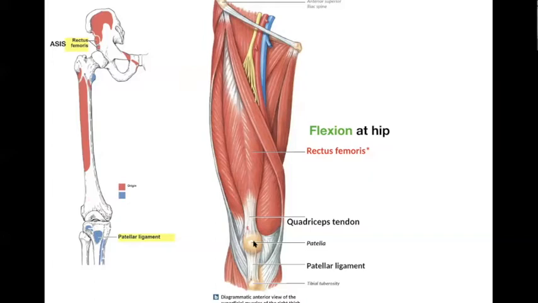If you contract that and your foot's not fully grounded, it'll move up, right? It'll flex your hip right there. So it's your rectus femoris. So what we may have noticed in all this, or not, is the position of all these muscles when we're talking about flexion right here, when we're talking about these flexion movements.